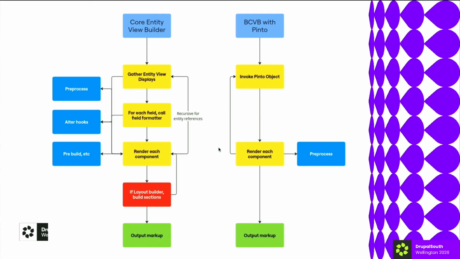And if you've got Layout Builder, it does it all again for various reasons that we're trying to fix. But if you're using Pinto, you sidestep everything. So you get your entity, and it just gets rendered with exactly what you want. So you're removing all those middlemen and just getting the markup that you know you need.